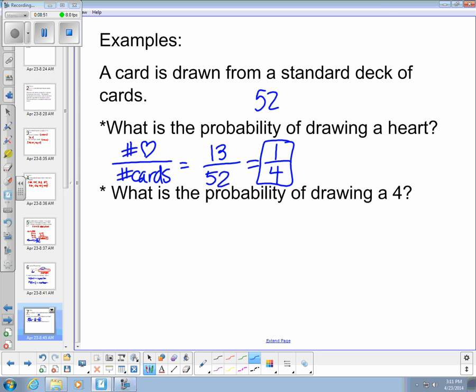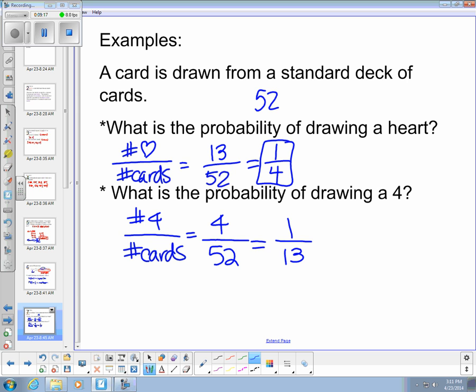Okay, on the second one, what is the probability of drawing a 4? Well, this time I want the number of 4s over the total number of cards that I'm choosing from. How many 4s are in a deck of cards? Well, there are 4. There's a 4 of hearts, 4 of diamonds, 4 of spades, and 4 of clubs. And then again, there are 52 cards in the deck, and 4 over 52 will reduce to 1/13.